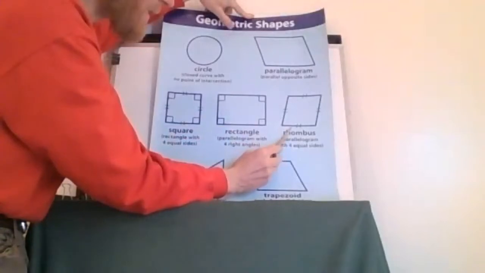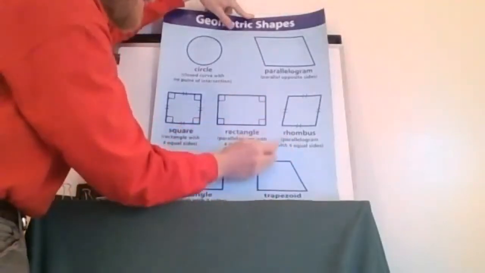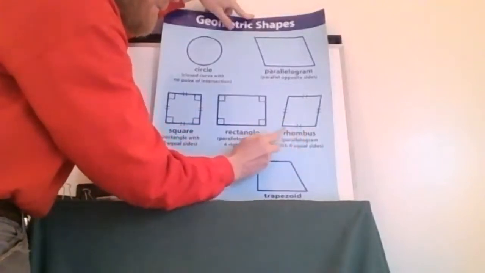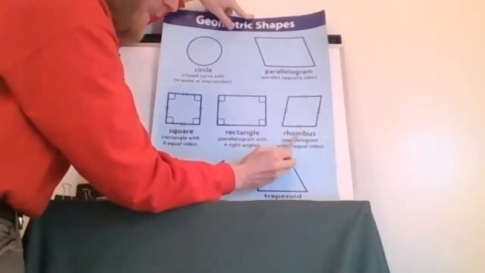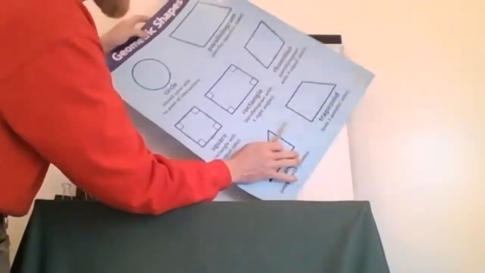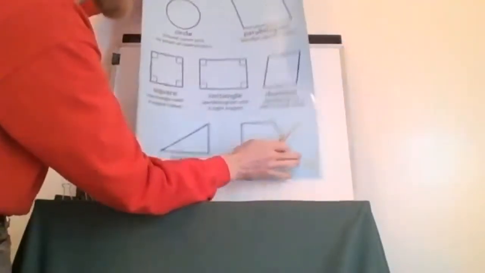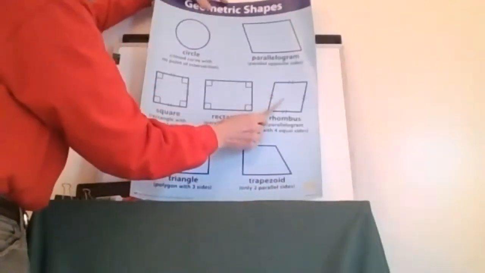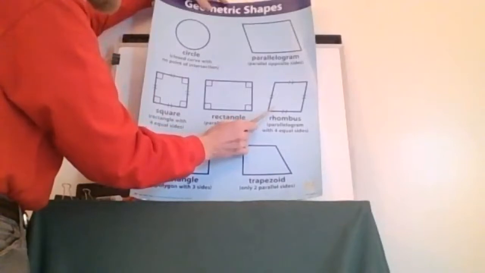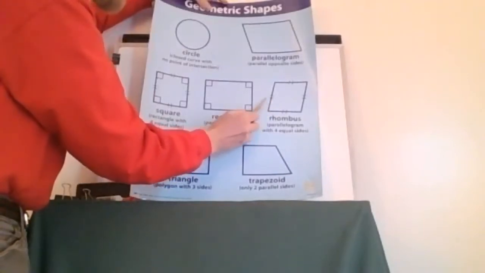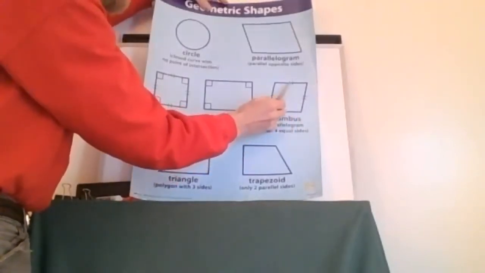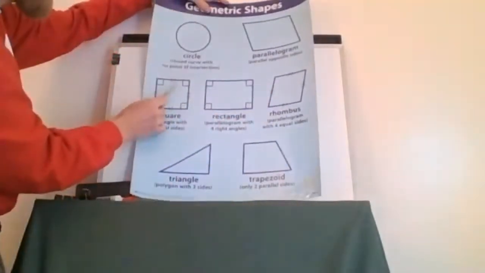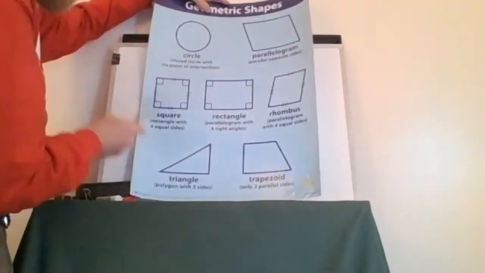Rhombus. A parallelogram with 4 equal sides is called a rhombus. It's just like a parallelogram, but all the sides are the same length. It looks like a diamond. Kind of looks like a diamond, doesn't it? So again, a rhombus is a parallelogram with equal sides. All the sides are equal. And see these two little dashes running through the sides? That's telling us those sides are all equal. Same with the square. Those sides are all equal, okay?